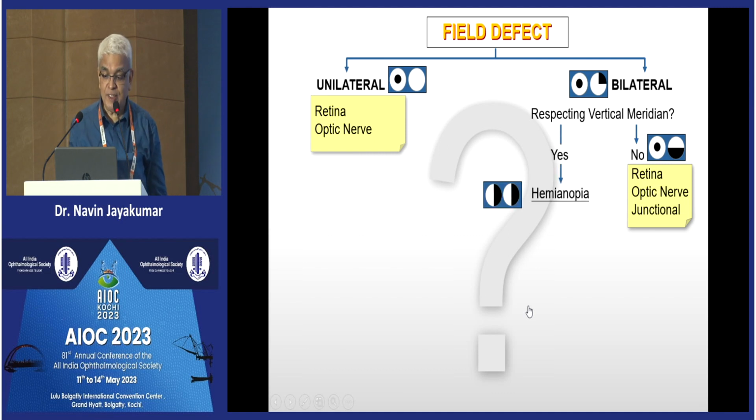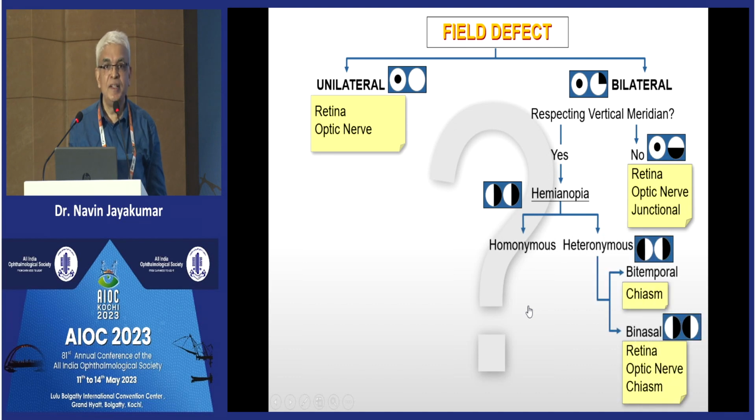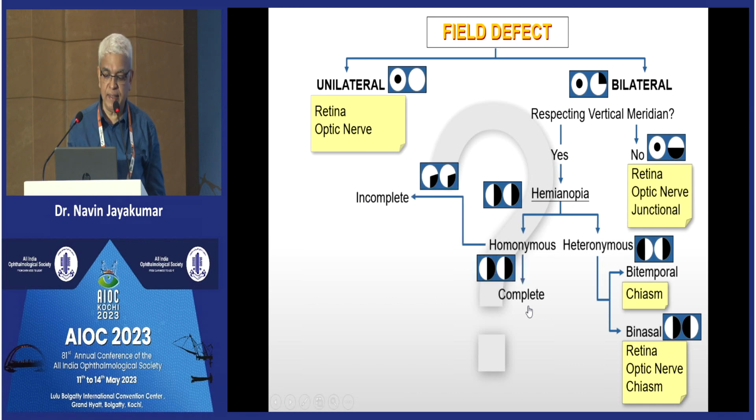But if it does respect the vertical meridian, you're dealing with a hemianopia. And a hemianopia comes in two flavors, homonymous and heteronymous. The heteronymous is, of course, the bitemporal and the binasal hemianopia. As far as the homonymous defect is concerned, ask yourself whether it is complete or incomplete.